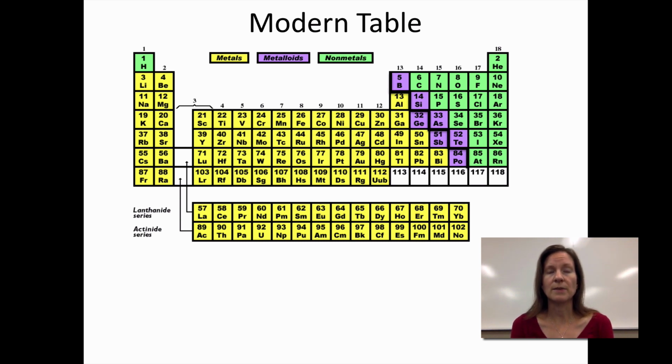Because the metals are such a big part of the table, a lot of the metal areas are called something different. So the middle d block is usually called the transition metals. You can see at the bottom, the lanthanide and actinide metals are on the bottom. And then we'll talk about some of the other metals in a different video.